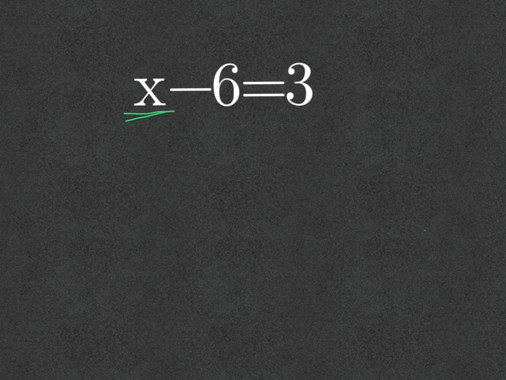Then we want to look and say, what is keeping x from being by itself? Remember, isolate just means get it alone. So what's keeping x from being by itself? And in this case, it's this minus 6.